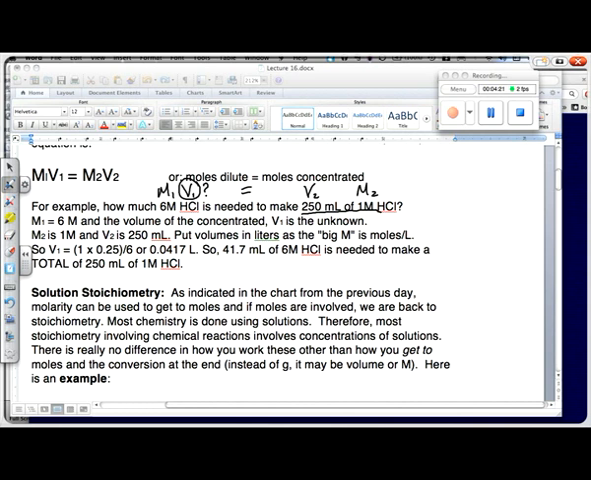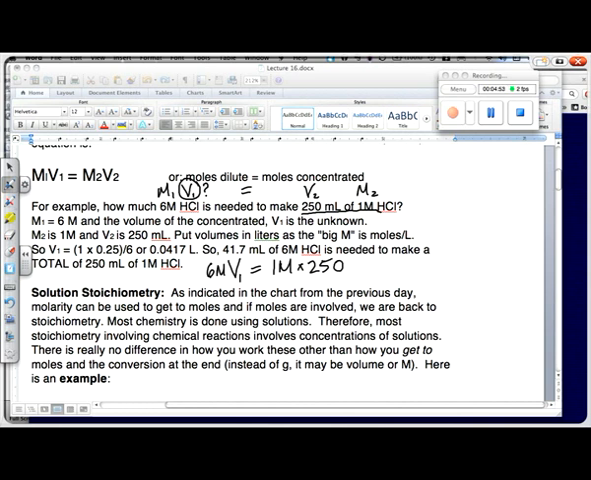Now, you don't have to put your volumes in liters. You can actually leave it in milliliters. Let's work that out together and show you that, because they appear on both sides of the equation. So let's do it without converting to liters. The molarity of the first is 6 molar times the volume, which is what I'm looking for, equals 1 molar times 250.